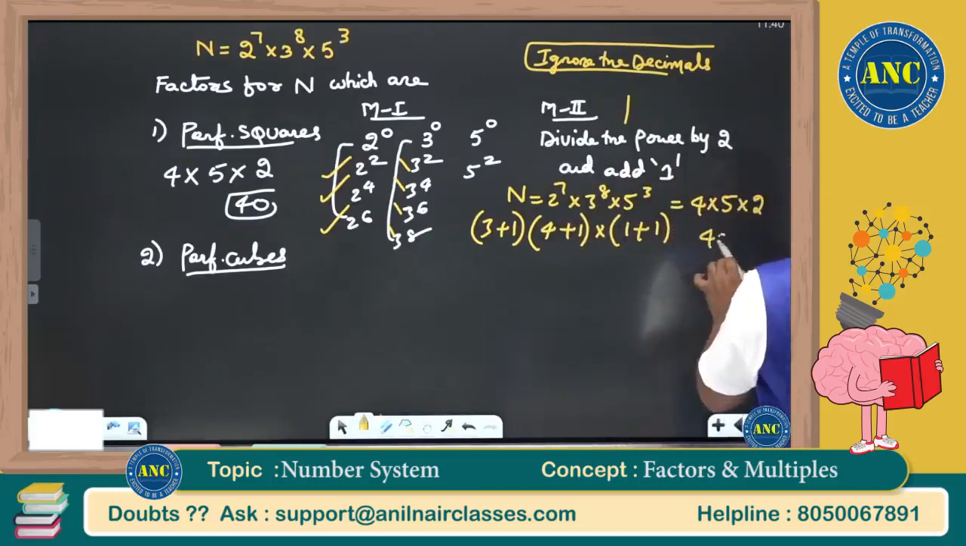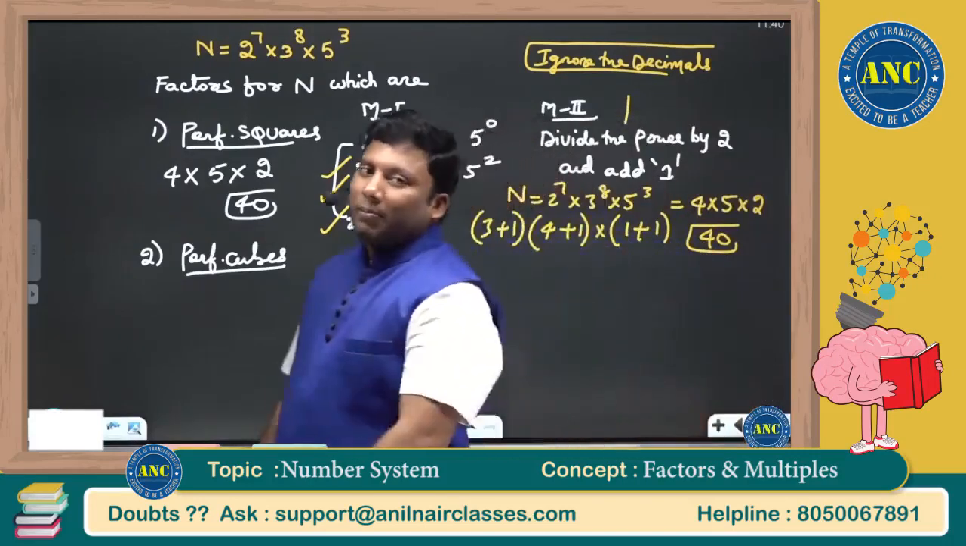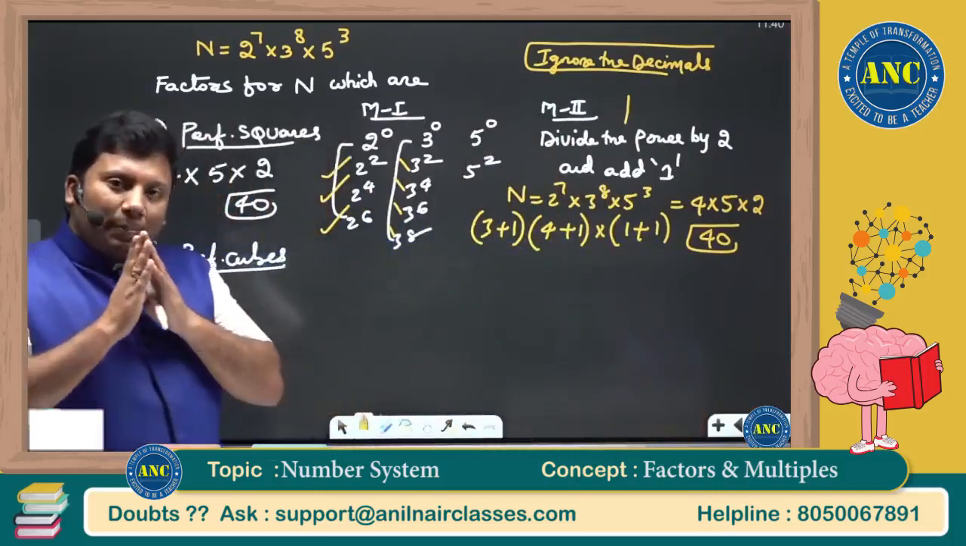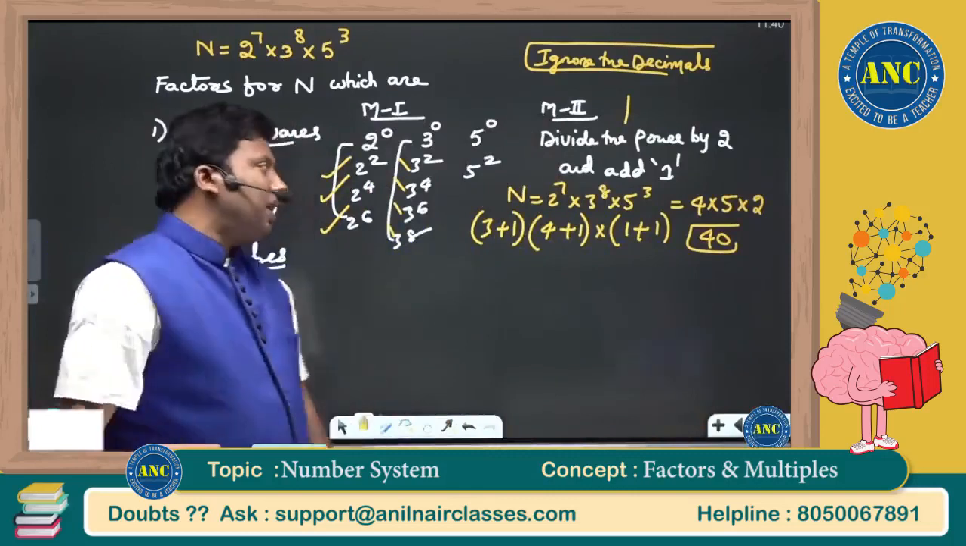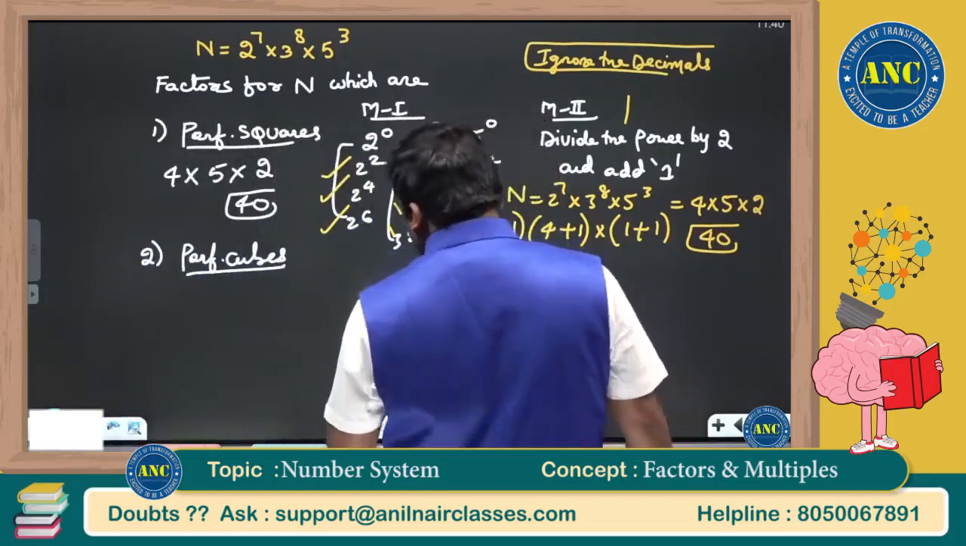If the powers are very, very large, what you can do is divide the power by 2 and add 1. Why are we dividing the power by 2? Because the power should be an even number, because we require the factors which are perfect squares.